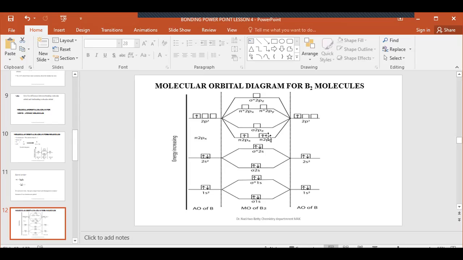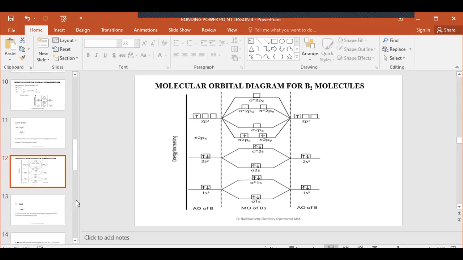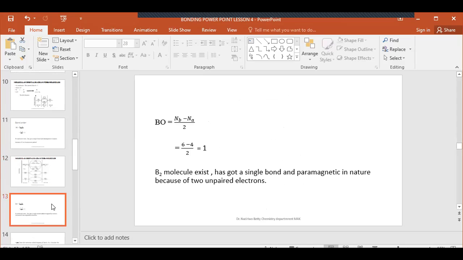What about the antibonding molecular orbital? We have 2 plus 2, which is 4. So it is 6 minus 4 over 2, which is equal to 6 minus 4 is 2 over 2. The answer is 1. Therefore, beryllium molecule exists and has got a single bond, and it is paramagnetic in nature.